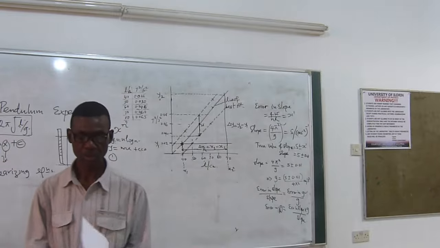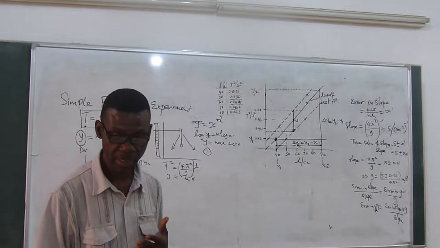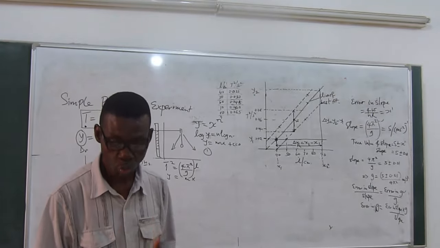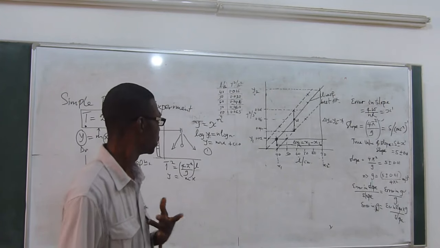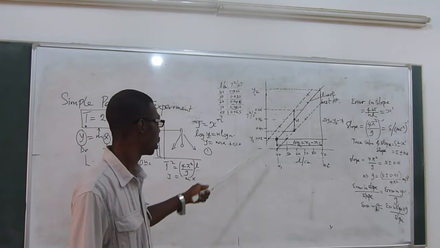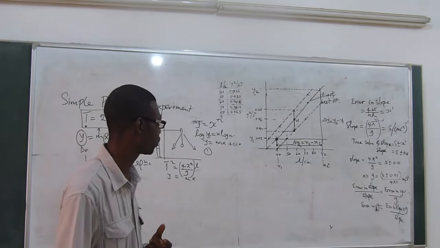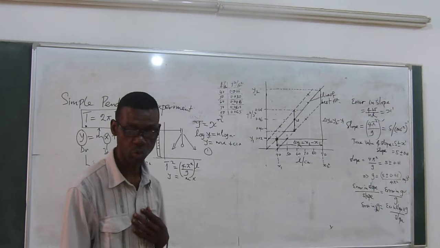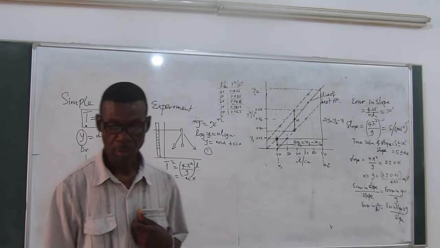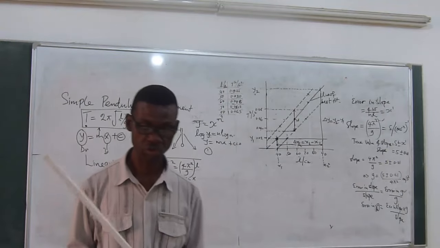Alright, so this is how we undo our errors. We undo error by taking our readings more than once. We undo error by drawing our error lines against our line of best fit, and then from there we can calculate our error in slope. Okay, so now the last point here is making deductions.